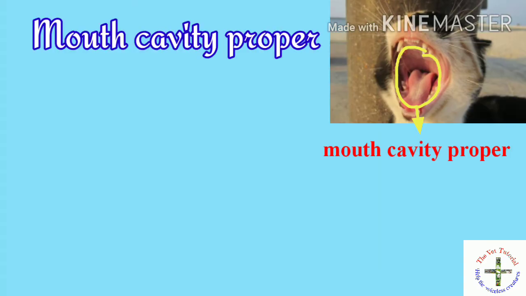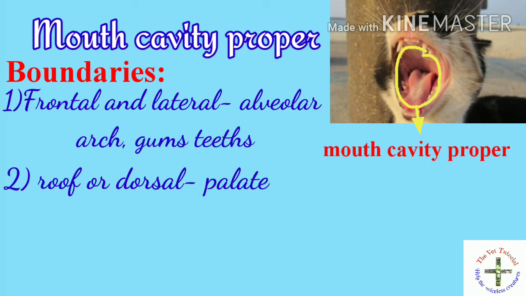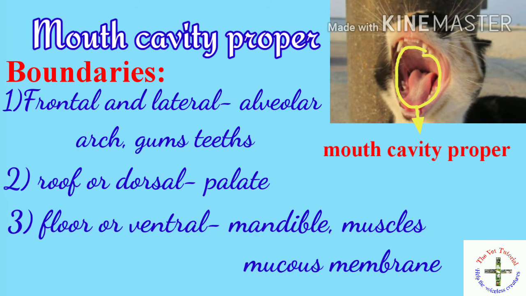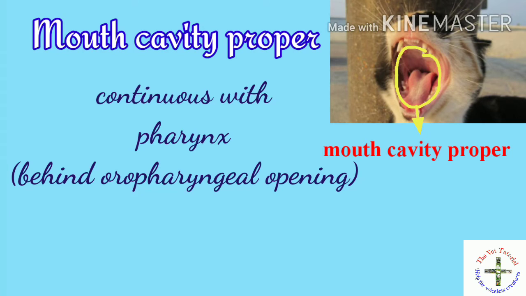Then the mouth cavity proper. The boundaries of the mouth cavity proper are: in front and laterally it is bounded by the alveolar arch, gums and teeth. Then the roof, or we can say dorsally, it is bounded by the palate, and the floor, or we can say ventrally, it is bounded by the mandible, muscles and mucous membrane. This mucous membrane is continuous with the pharynx posteriorly and anteriorly with the lips. The mouth cavity proper is continuous with the pharynx behind the oropharyngeal opening.